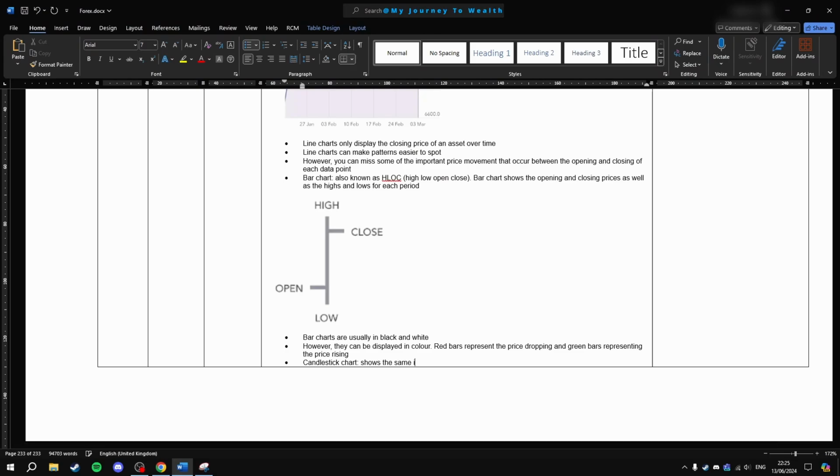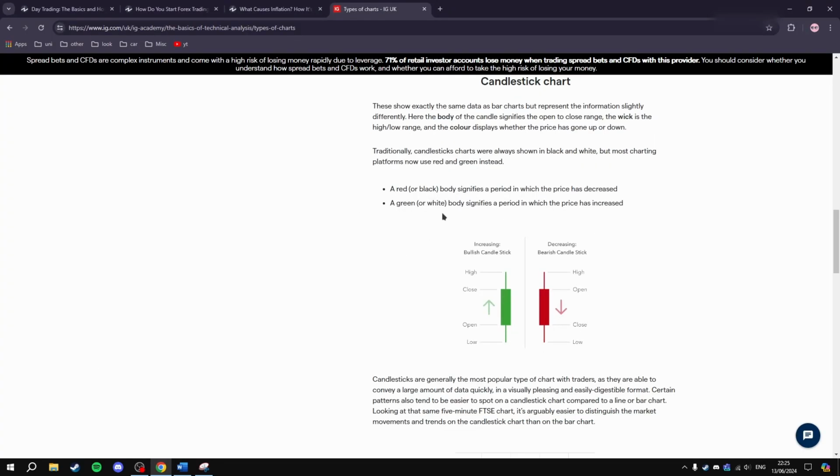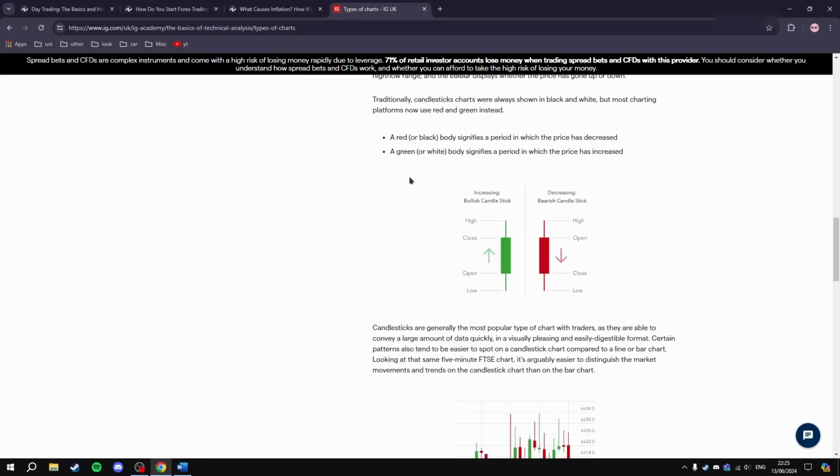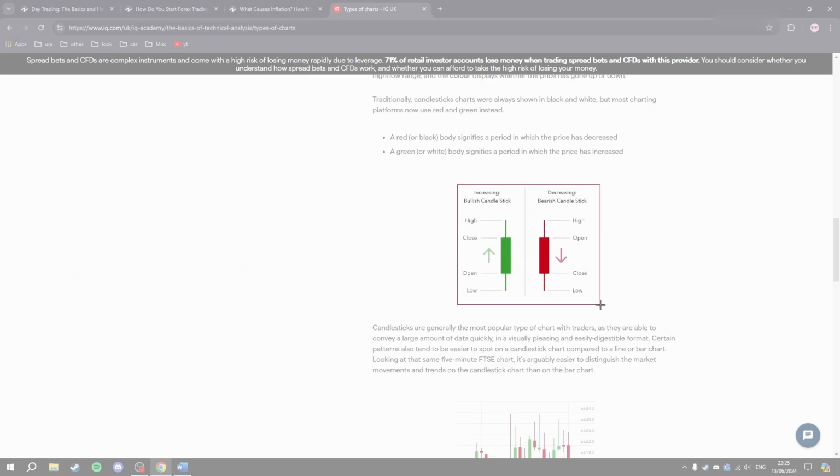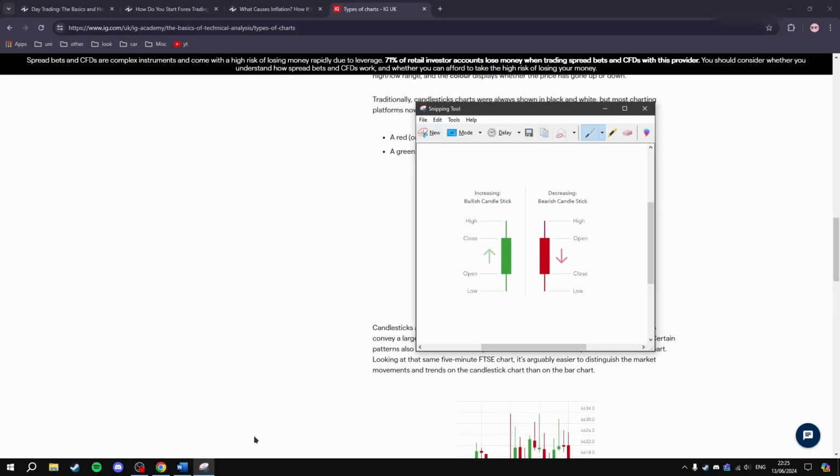Candlestick charts show the same information as bar charts, but represent it in a slightly different way.